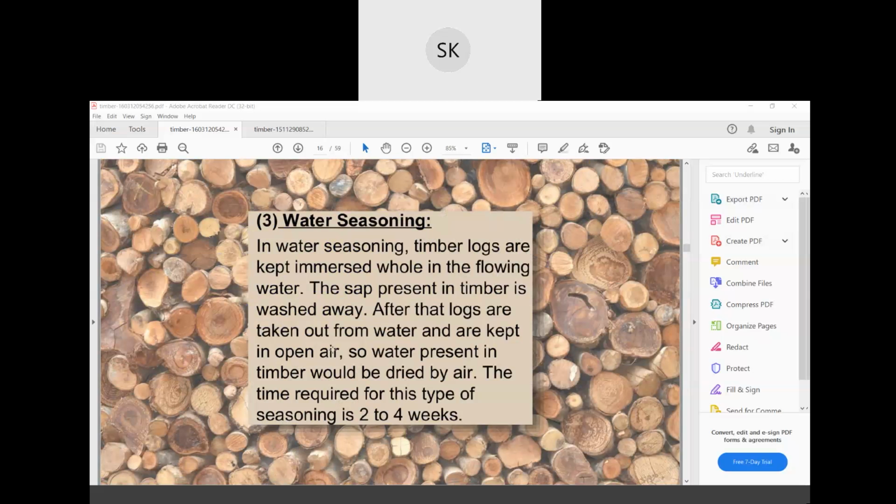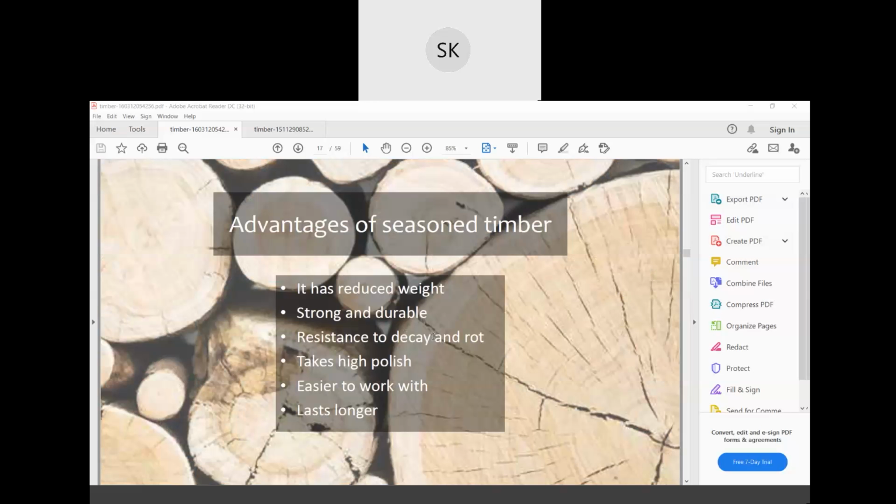Then one is water seasoning. The timber logs are kept immersed whole in the flowing water. The sap present in timber is washed away. After that, logs are taken out from water and are kept in open air. So water present in timber would be dried by air. The time required for this type of seasoning is 2 to 4 weeks. So first they immerse the logs in water. When the sap present in the timber is washed away with that water, then they take out the timber and keep it in the open air to let it dry by its own, and it takes 2 to 4 weeks.